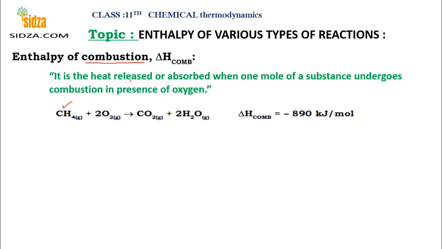Enthalpy of combustion means the heat change which occurs when 1 mole of a substance, here methane, reacts with a sufficient amount of oxygen. So when 1 mole of methane reacts with atmospheric oxygen, the energy change which occurs there is what we call the enthalpy of combustion. So the enthalpy of combustion for methane is 890 kilojoules. That means 890 kilojoules of heat is released when 1 mole of methane reacts with atmospheric oxygen and forms carbon dioxide and water.